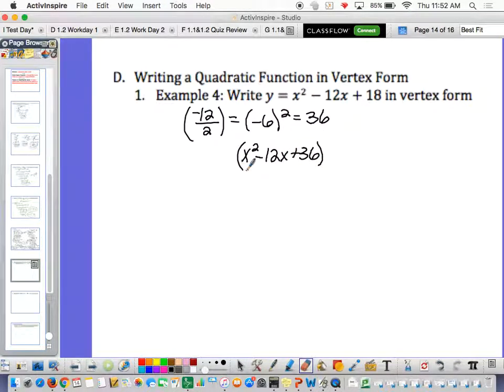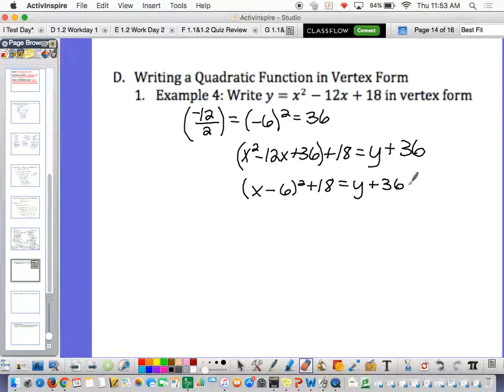We still have the plus 18 equals y, but what you do to one side, you must do to the other. And you're like, oh no, what is going on? It'll be okay. We'll get there. So this then comes down to be x minus 6 squared plus 18, which equals y plus 36. And equations have looked like y equals, right? So that means that we need to get everything away from y. So subtract 36, subtract 36. So you're left with x minus 6 squared minus 18 equals y.